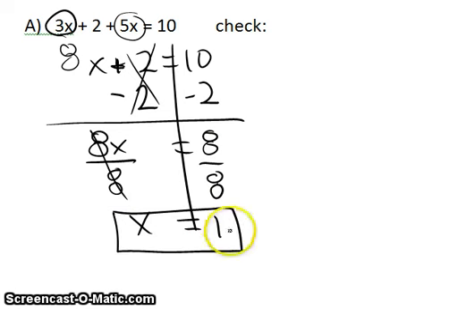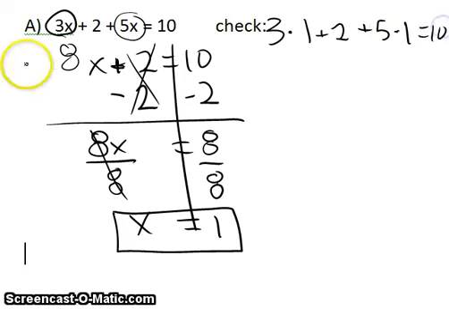To check it, I plug 1 back into my original equation. Notice I'm going to have to plug it in twice, here and here. So I'm going to write 3 times 1 instead of 3 times x, because I got 1 for my answer, plus 2, plus 5 times 1 equals 10. So I've just rewritten the equation, but everywhere where there was an x, I put a 1, because that's what I got for x.